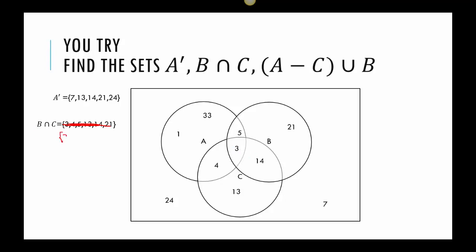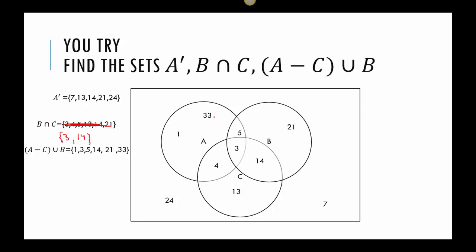So let's see if I can fix that in there. For being lazy, I probably just copied it over and then didn't make the correction. So 3 and 14 is what they have in common. And then A minus C union B. So A minus C: here's A, and I take C away. So I have this 1 and 33.